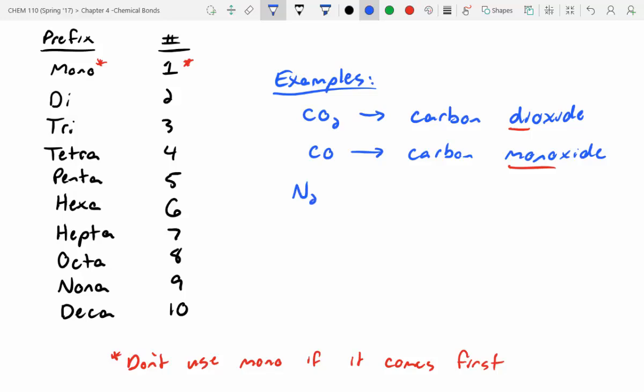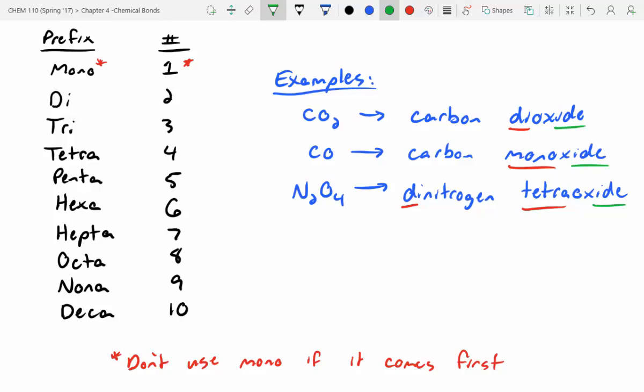Let's do N2O4. What do you think this would be called? Okay, so dinitrogen. It's for 2 nitrogens. And then what would it be for the oxygen? Tetraoxide. And you may notice too that we're using these prefixes, and then typically the last part is going to have this IDE suffix too. So anytime you have a suffix, try to swap it over to IDE. Let's try another one.